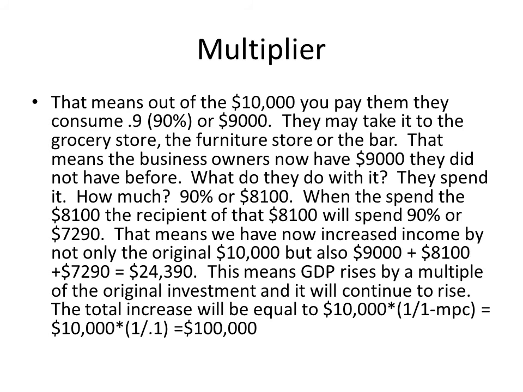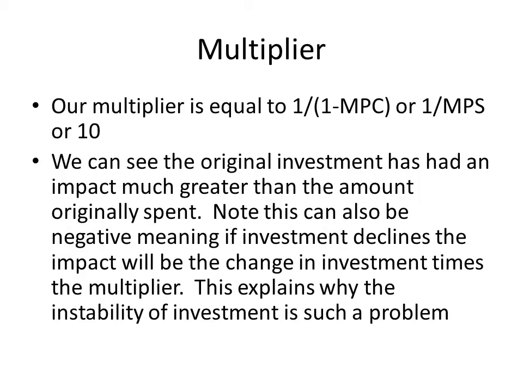This means GDP rises by a multiple of the original investment, and it will continue to rise until we have used all of that up. So the total increase is going to be equal to the $10,000 times 1 over 1 minus the MPC, or $10,000 times 1 over 0.1, which is equal to $100,000. Now our multiplier is equal to 1 over 1 minus the MPC, or that's also 1 over the MPS. And we can see the original investment has had an impact much greater than the amount originally spent.